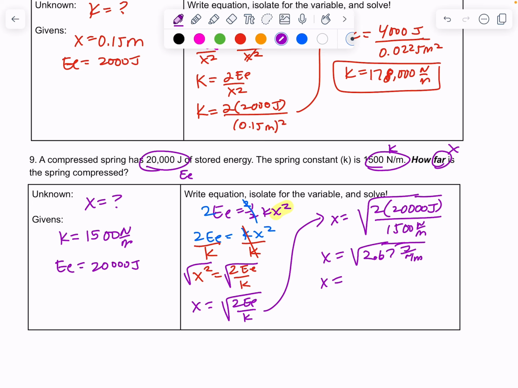Let me make sure that's right. 2 times 20,000 divided by 1,500. It isn't 2.67, it is 26. And then the square root is 5.2 meters.